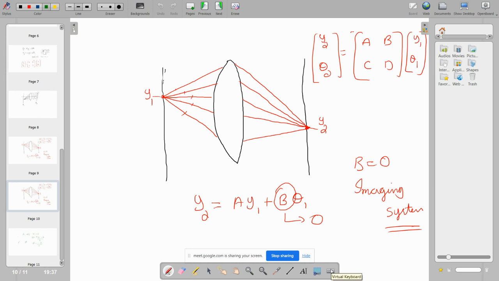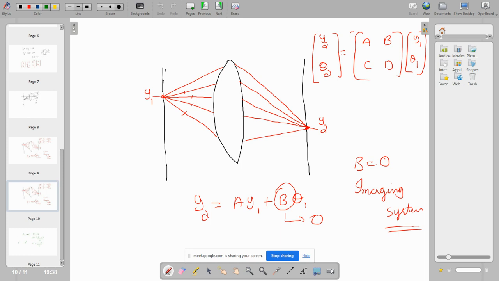There will be three matrices: corresponding to the first curvature, then corresponding to the thickness through which the light travels, then corresponding to the second curvature. All the parameters for the curvature you know. The first curvature has a radius of 40 millimeter. And there are two refractive indices: the left side is air, the right side is glass. So you know n1 and n2, and you have to put those values in the first matrix.